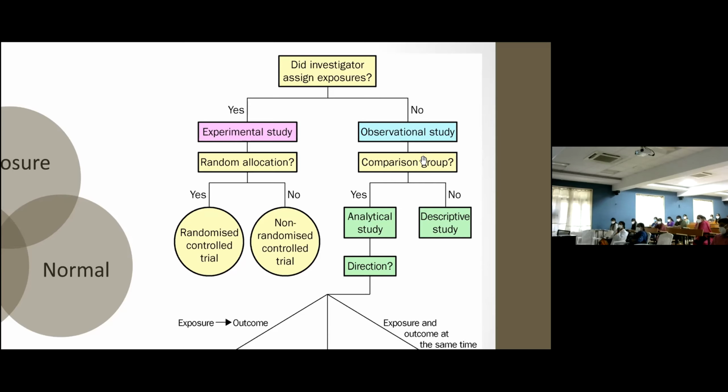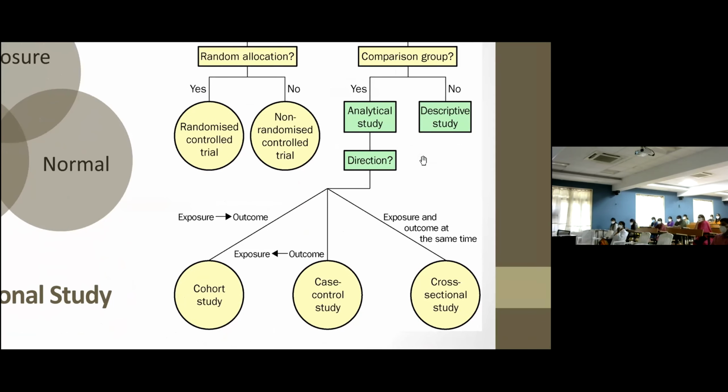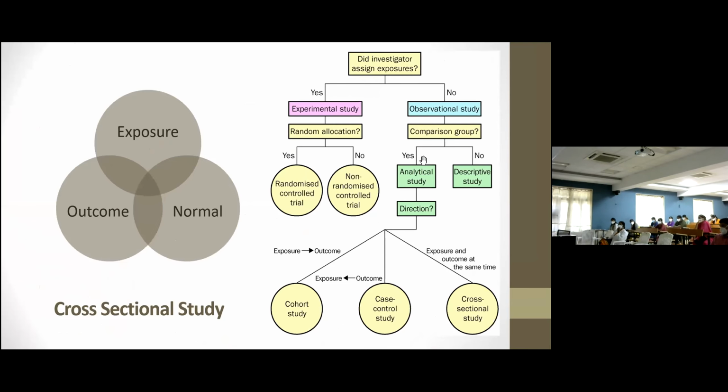Now, basically, what did we understand from this slide? Is the exposure under our control? If yes, it is experimental. If not, it is observational. Under the observational, is there a comparison group? No, it is descriptive. And if there is a comparison group, it's analytical. And what is the direction of inquiry? Is it from exposure to disease? Cohort study. Disease to exposure, back, that is a case control study. If all three are there and you just do it in one go, it is a sort of cross-sectional study.